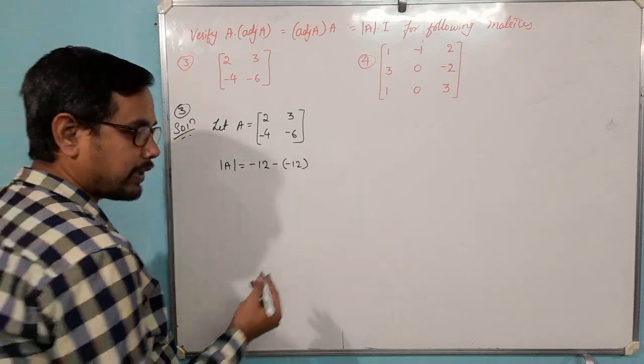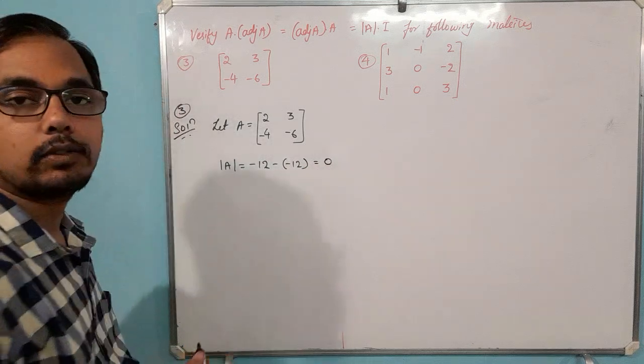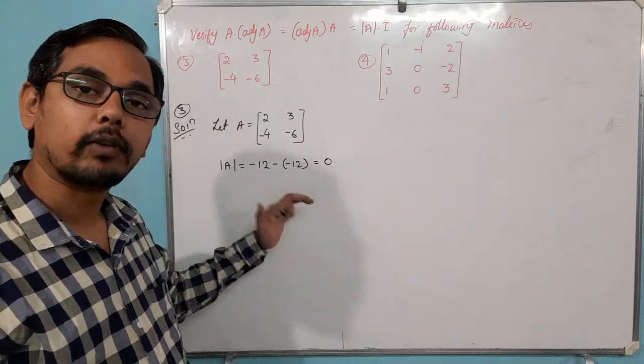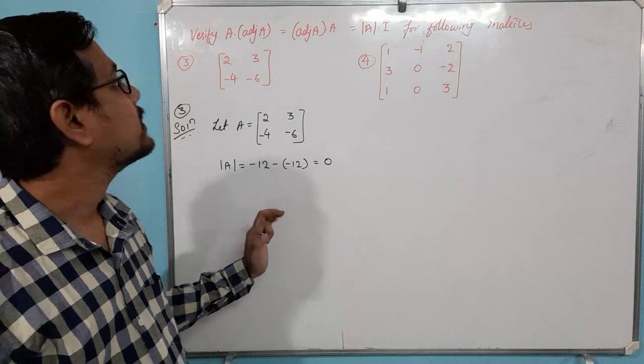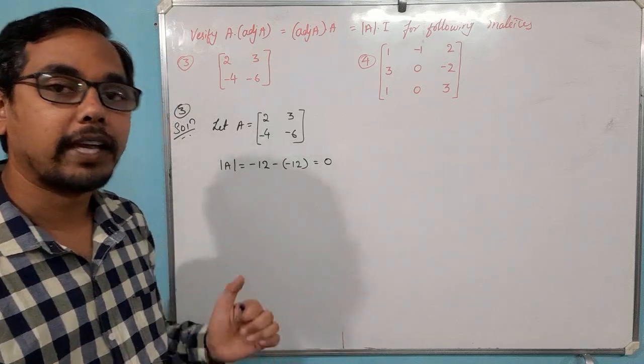So what is going to happen here? This is going to be 0. So we cannot calculate the inverse. If they ask to find the inverse, the inverse will not exist. But they have not asked us to find the inverse. They have asked us to find the adjoint of A. So let's see.